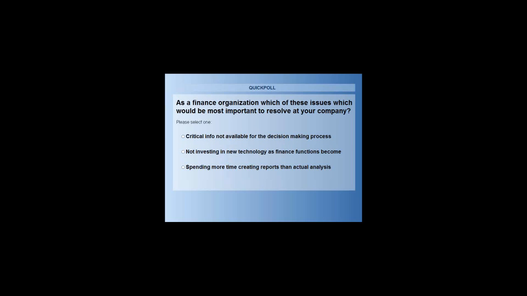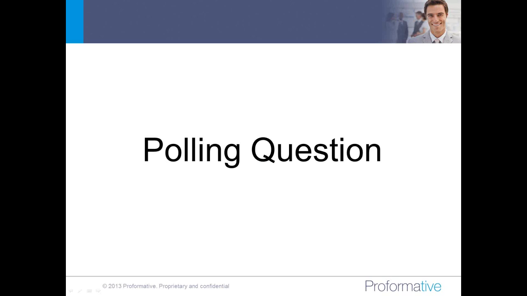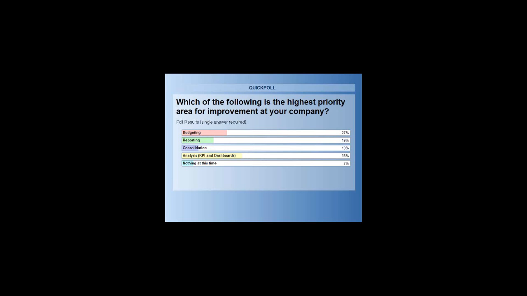We do have one more poll, which will come at the very end of today's presentation. So there's a third poll coming. Why don't we start out by taking a quick peek at these two polls. It's all anonymized, generalized data, but let's take a look. Which of the following is the highest priority area for improvement at your company?